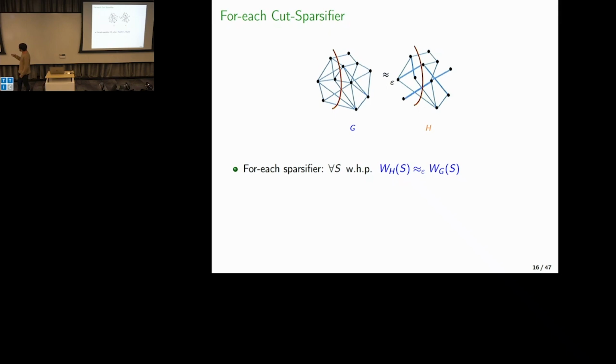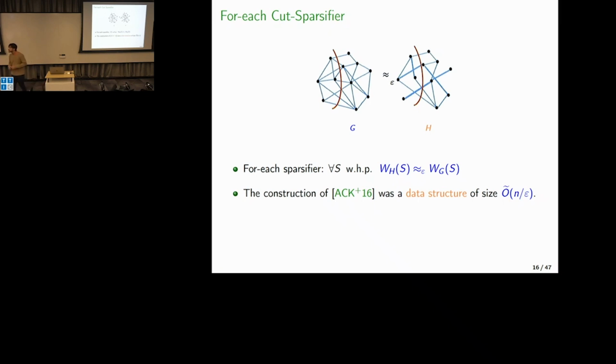And yeah, so this is the definition. And the construction of Andoni et al. was a data structure of size Õ(n/ε), right? So they're sort of relaxing this notion of cut sparsification in two ways.